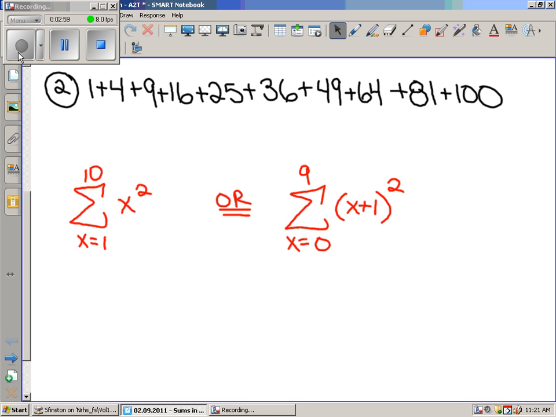Because 10, that's the last number that you'd have to plug into this one. 10 squared is 100. But over here, we get the added bonus of plus 1, so we only have to go to 9, because 9 plus 1 is 10. Yeah, okay. So that's how we do it.